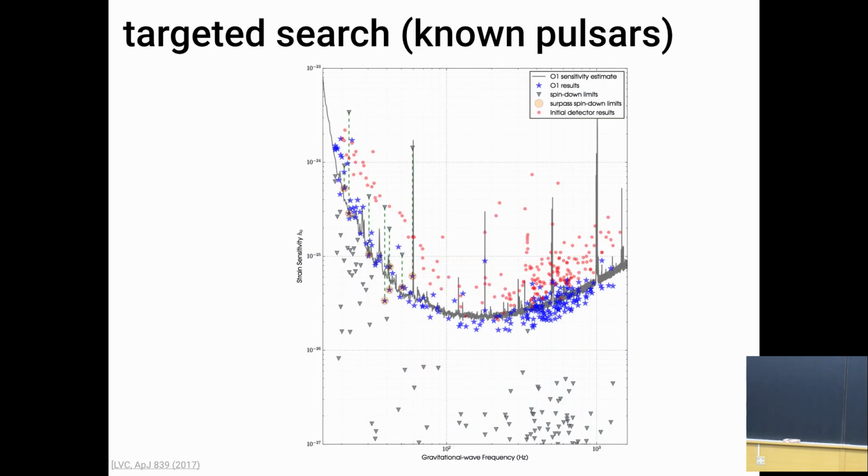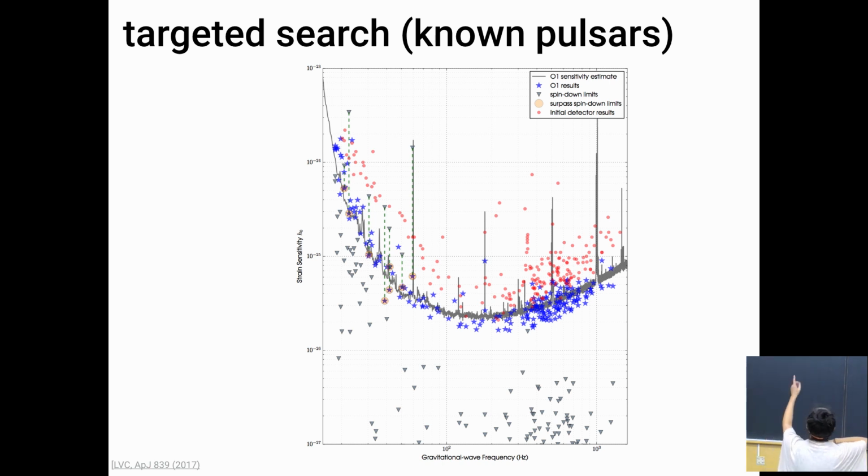So right now, jumping right into search results. What we're seeing here are the first search results for a targeted search on known pulsars in Advanced LIGO. There are a lot of points on here. This plot is very complicated. Let's see what we're looking at.